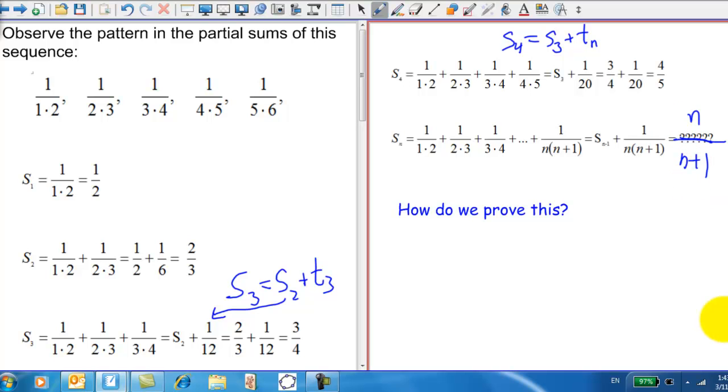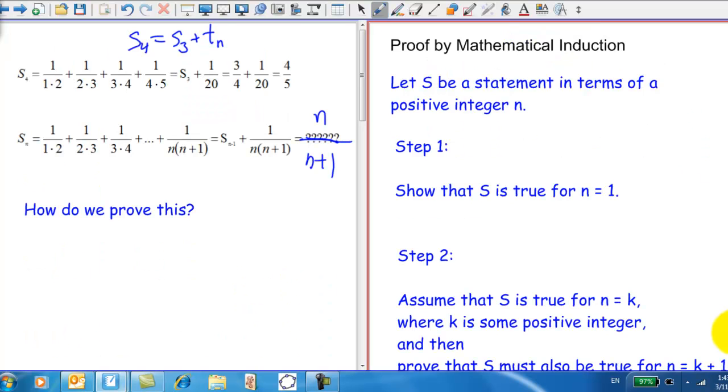So how do we prove that the sum of the first n terms of this sequence is n over n plus 1? Well, it would be handy if it was arithmetic or geometric, but it's neither. We're not multiplying by a common ratio here. We're certainly not having a common difference. So we can't use any of those formulas. We are going to try and prove it by mathematical induction.